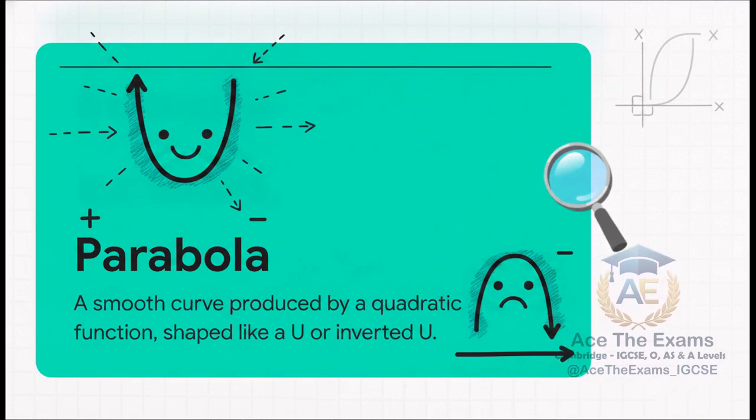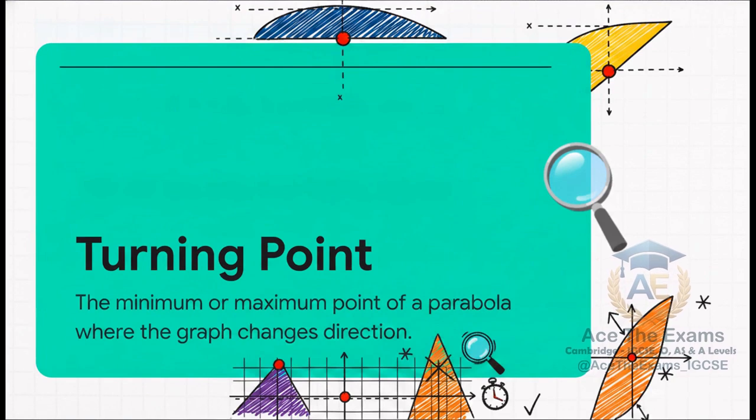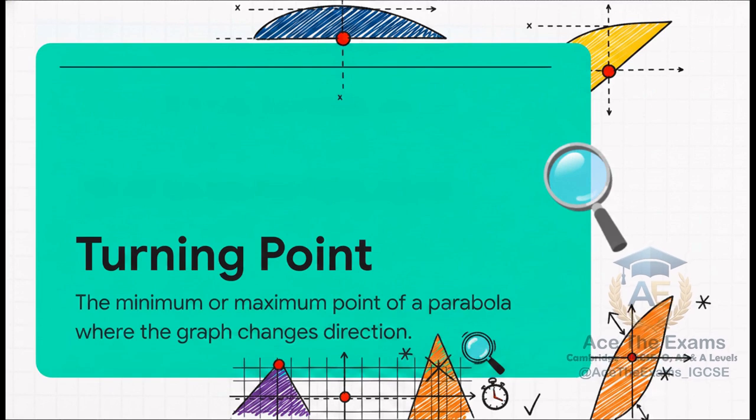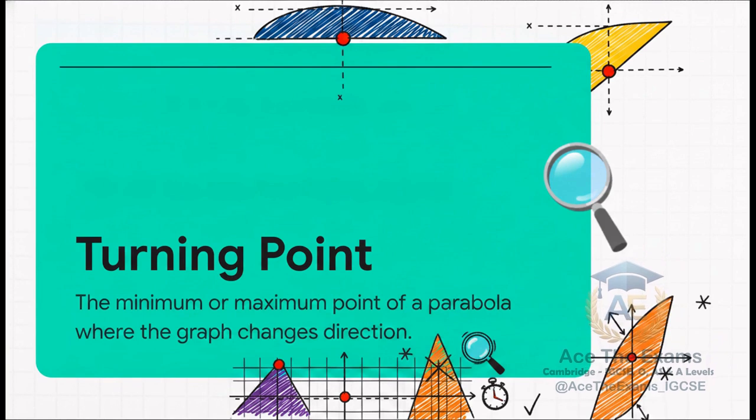Now, because of that U shape, every single parabola naturally has a peak or a valley. We call this the turning point. It's either the absolute maximum point of an inverted U or the minimum point of a regular U. The curve goes down, stops, and turns back up. Finding the exact coordinates of this turning point is a massive part of the IGCSE exam.